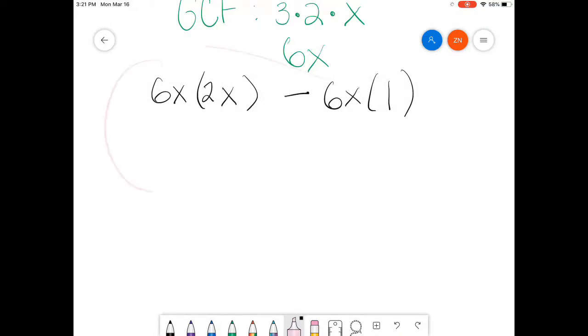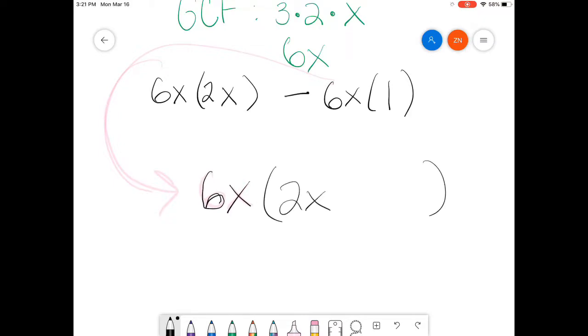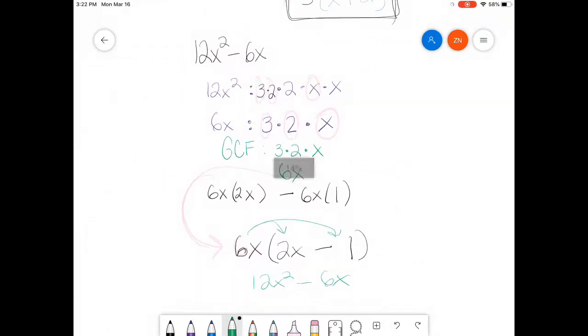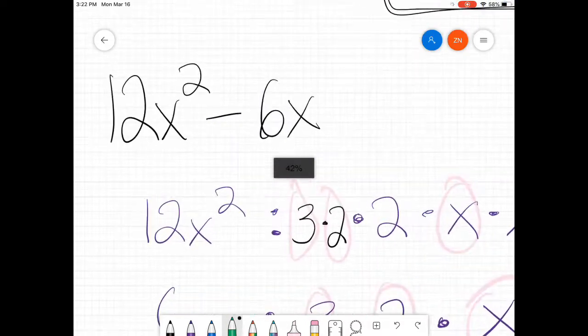Take down what you have in common here. These are going to go in front of the parentheses. 6x. And inside parentheses, you'll have 2x minus 1. If I check my work, I have 12x squared minus 6x. And you can see that's what you started with in the beginning.